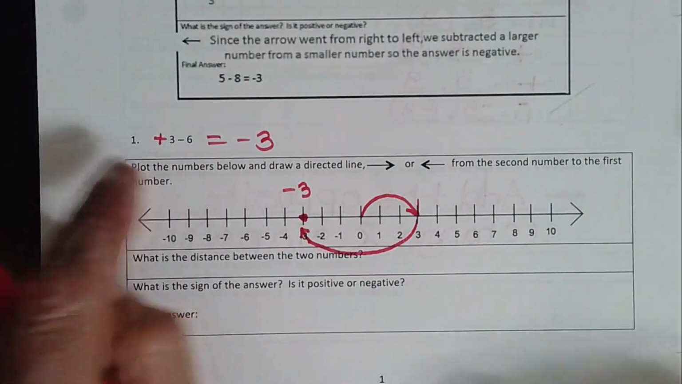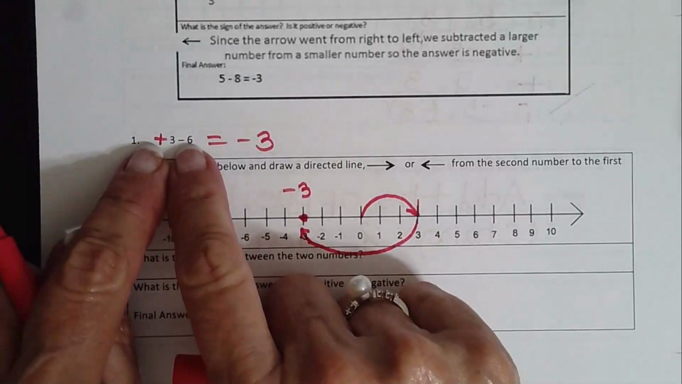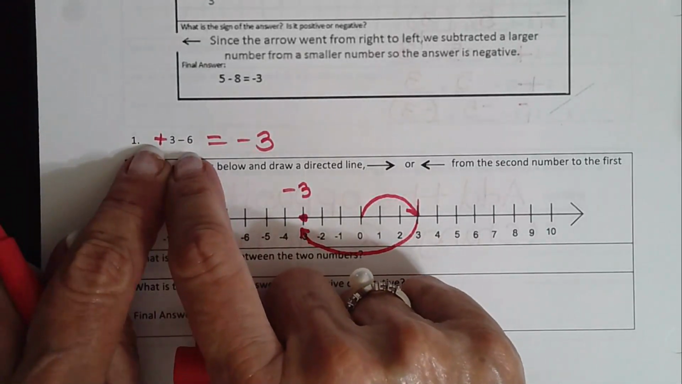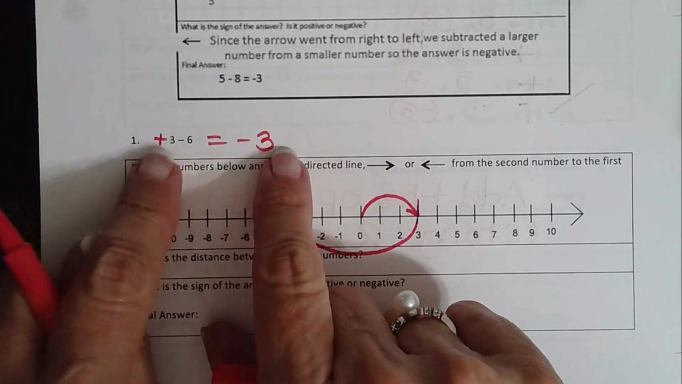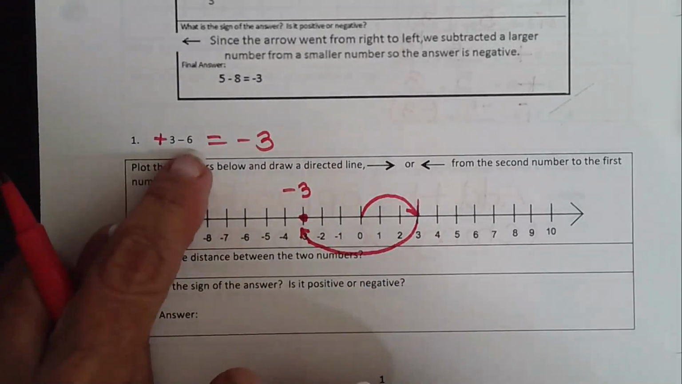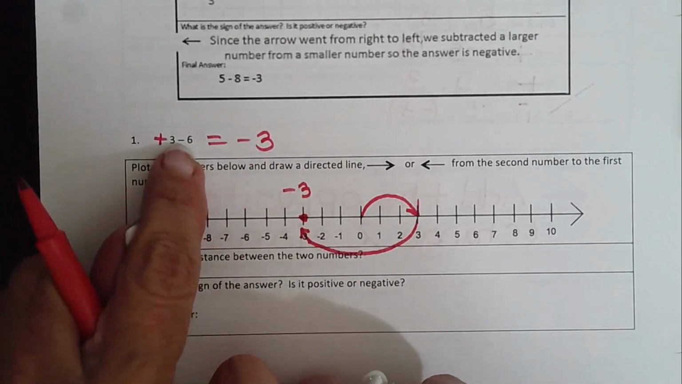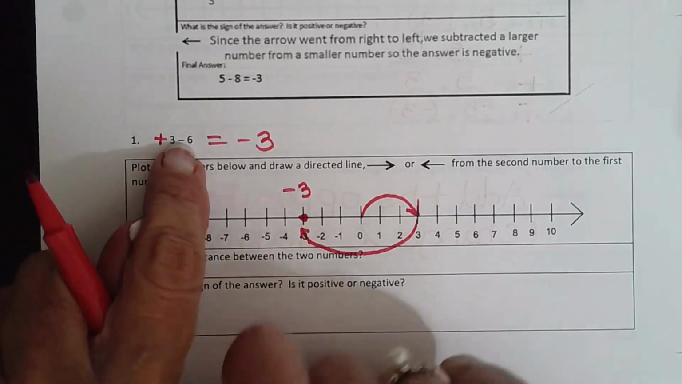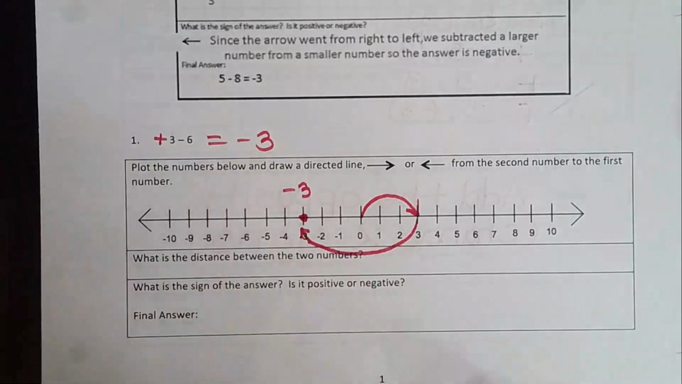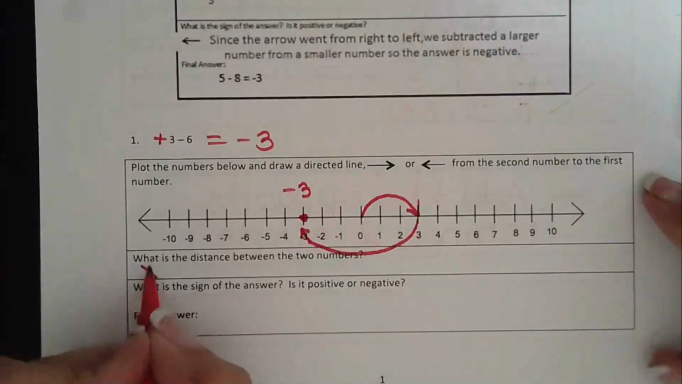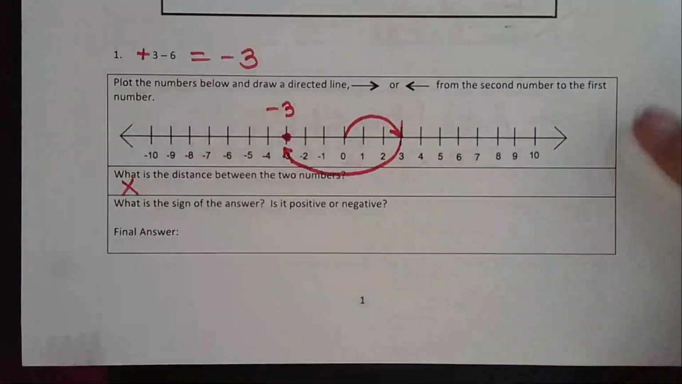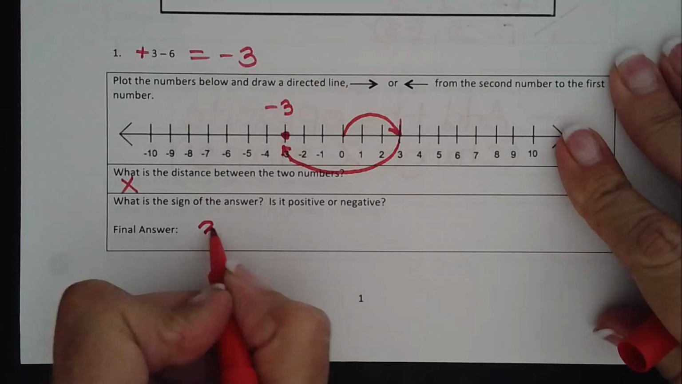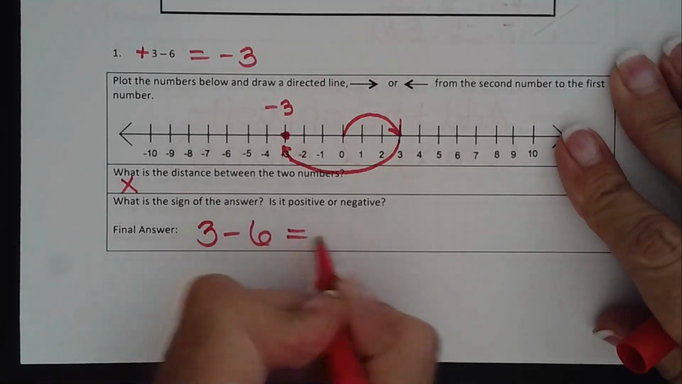So let's do it with the rules. One's positive, one's negative, so we subtract. 6 minus 3 is 3. Keep the sign of the larger. 6 is larger, and it has a negative sign in front. And we're not doing that step, remember? So this one, the final answer would be 3 minus 6 equals -3.